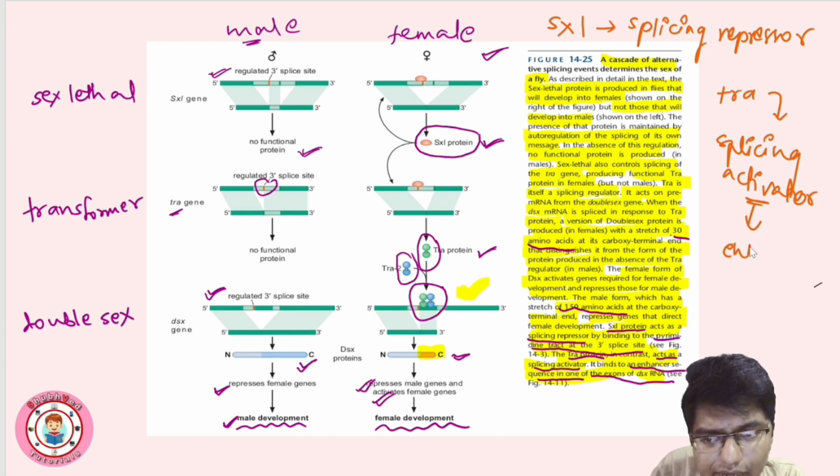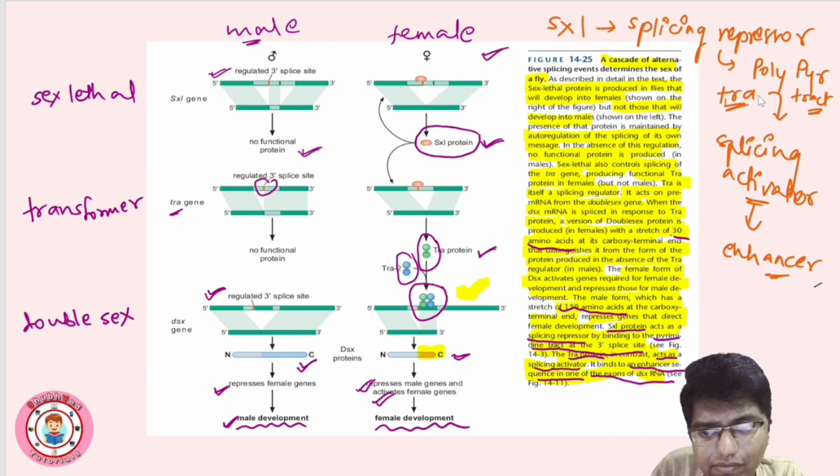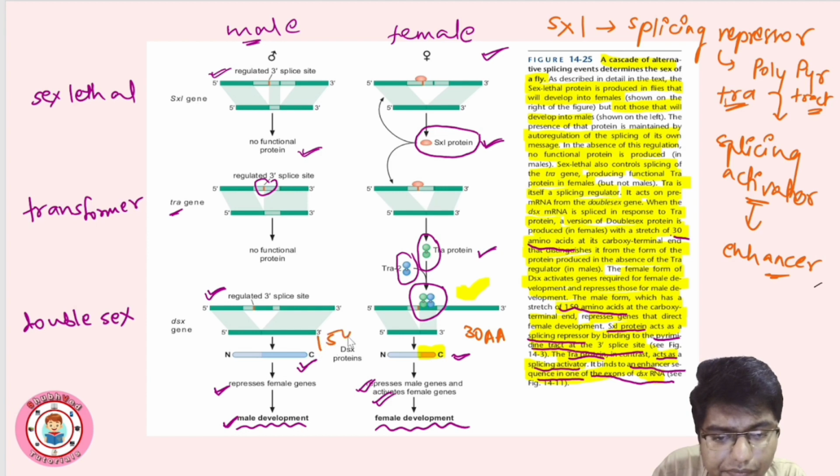This binds to the enhancer and this binds to the polypyrimidine tract. Got it? Just highlighting points. Okay, here there are 30 amino acids and here 150, which is the distinguishing factor. Got it?